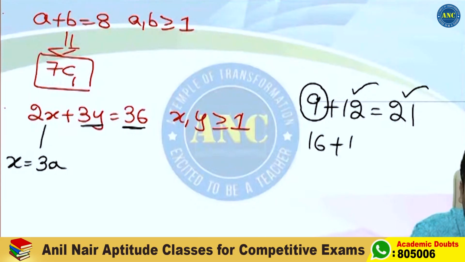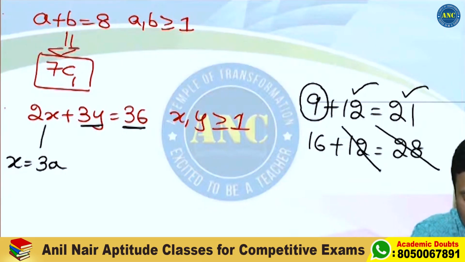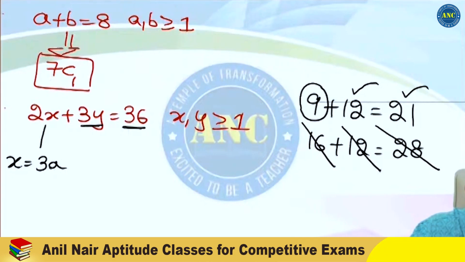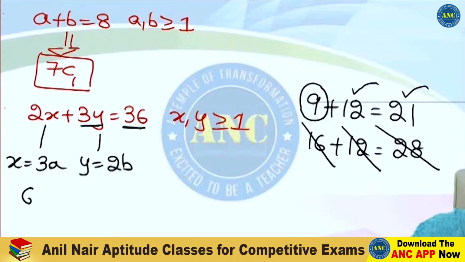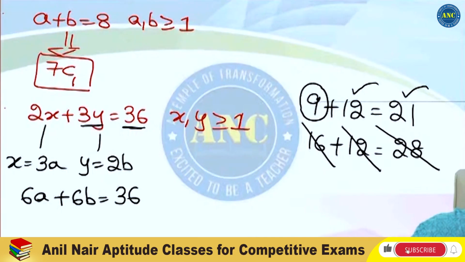16 plus 12 equals 28, this is an even number. 36 is an even number, 2x is an even number, so 3y should be an even number, which means y should be an even number. So these are nothing but 6a plus 6b equals 36.